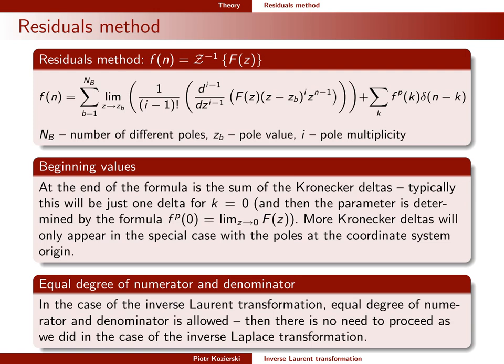In such a situation, use the formula fp of 0 is equal to the limit of f of z as z approaches 0. More Kronecker deltas will occur only in the specific case, which we will consider in the task. The last difference is that in the inverse Laurent transformation, calculations can normally be performed also in the case in which the degree of numerator is equal to the degree of denominator. And this ends today's theoretical introduction.